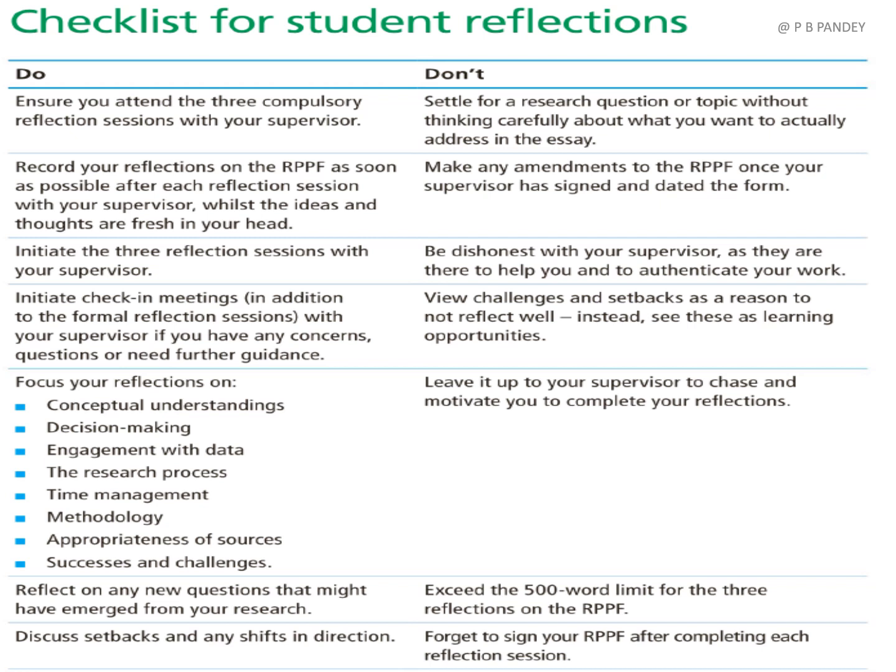Ensure you attend the three compulsory reflection sessions with your supervisor. Record your reflection on RPPF as soon as possible, otherwise you'll forget the ideas. So you have to meet the deadlines. Make sure that you have written your reflection. First reflection is just 120 words, so make sure that you have written it well on time. Send it to your supervisor for the feedback, and do not rush to the supervisor at the last moment so that the supervisor is not able to give you feedback on time, and then you're writing to me. So extension should not happen.